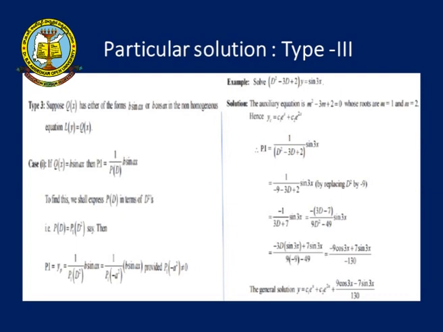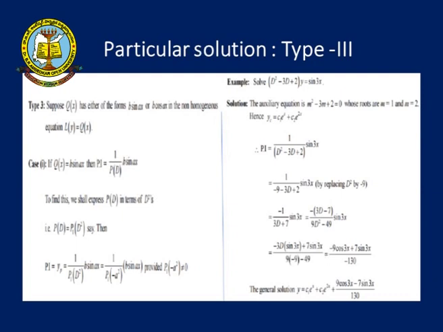Now particular integral case 3: we go for the trigonometric functions case. Here L of y equal to Q of x form, that is a linear differential equation with constant coefficients, non-homogeneous because the right side term is there. On the right side, I am taking trigonometric functions, sin bx or cos bx. If I take sin bx or cos bx on the right side, it is the same way: y equal to the right side term divided by the operator form.